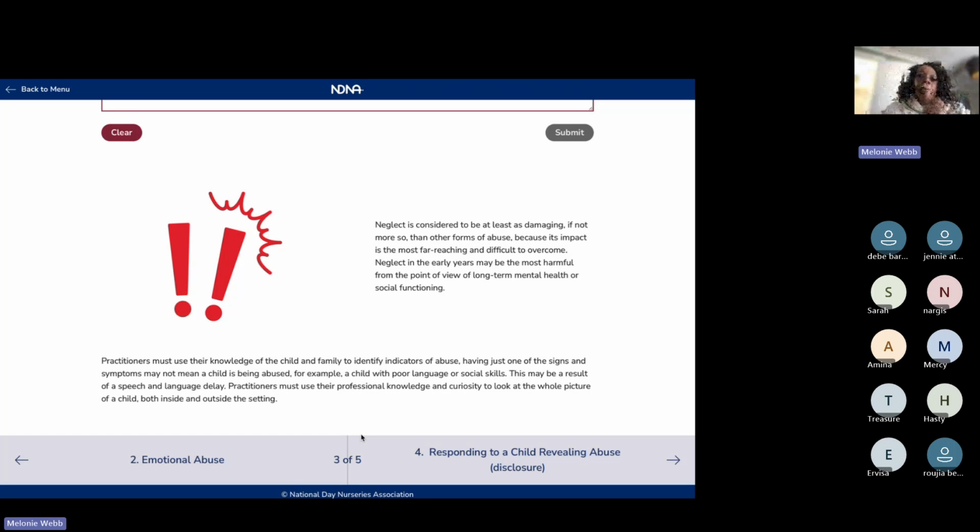Having just one of the signs and symptoms may not mean a child is being abused. For example, a child with poor language or social skills may be a result of a speech or language delay. Practitioners must use their professional knowledge and curiosity to look at the whole picture of a child, both inside and outside the setting. Again, why home visits are so important in the early years.